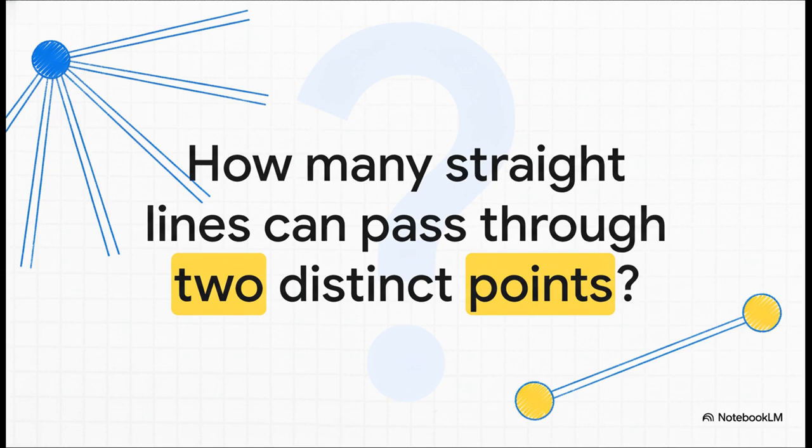So let me leave you with this final thought. Think about it. You can draw an infinite number of lines through one single point. But what happens when you have two separate points? Well, there's only one possible straight line that can pass through both of them. And that really simple idea from geometry is exactly why we only need to find two solution points to draw the entire infinite line of an equation.